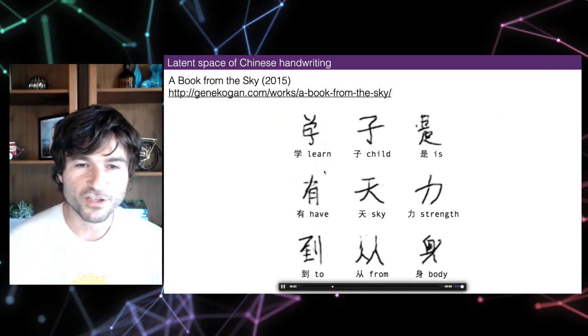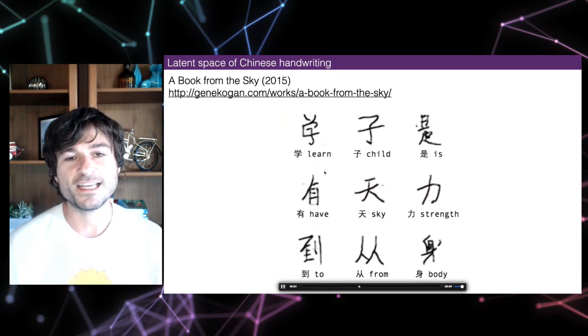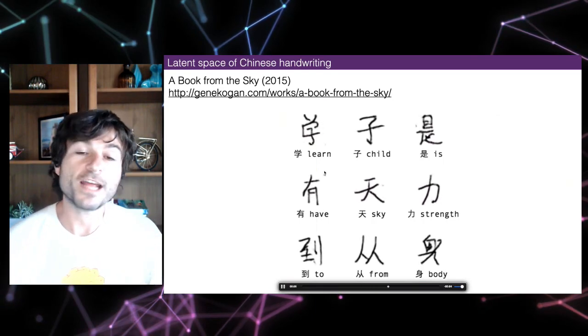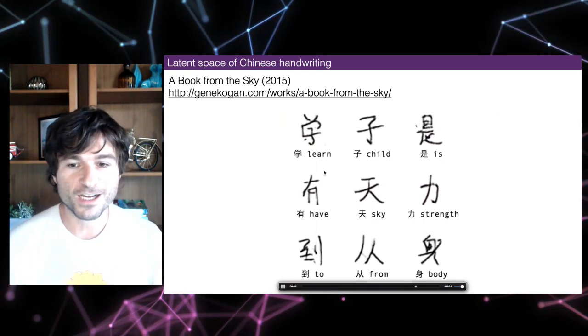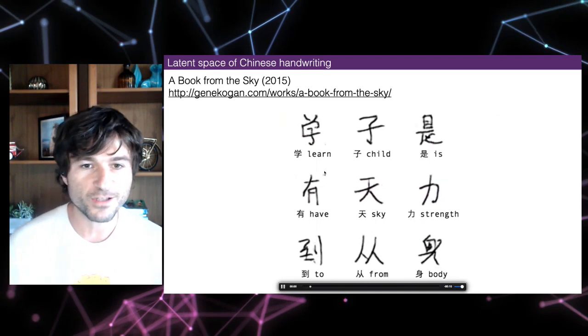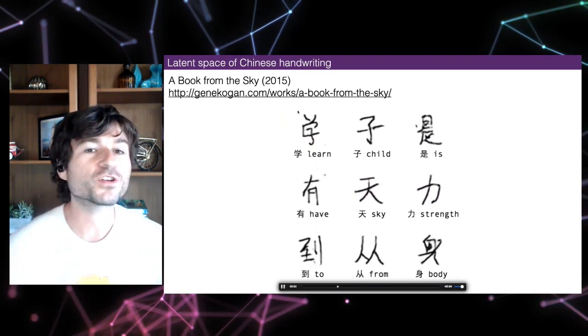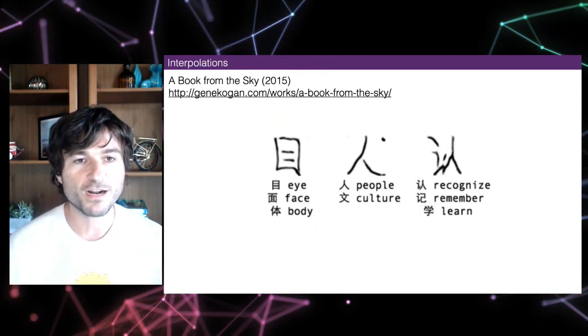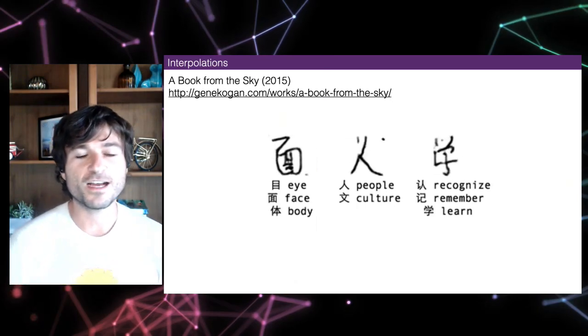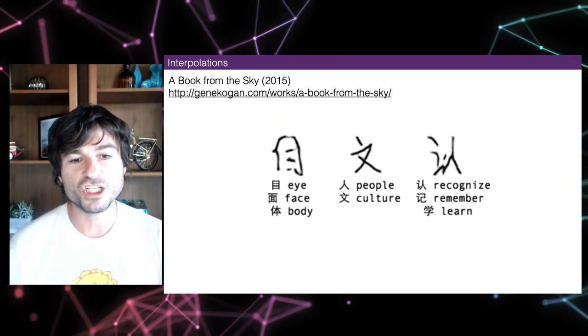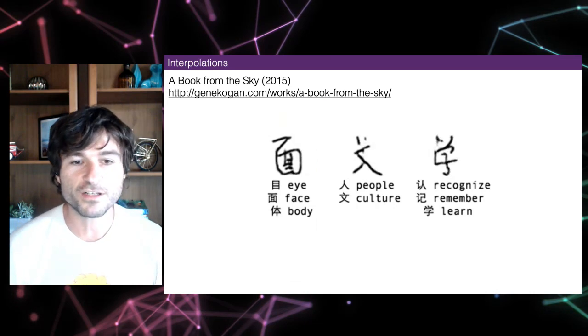And it's really interesting to look at these interpolations and see the different ways that people write in Chinese. I learned quite a bit about Chinese handwriting. You can read more in this blog post that I wrote about it. This is another cut from there. These are interpolations between different characters.